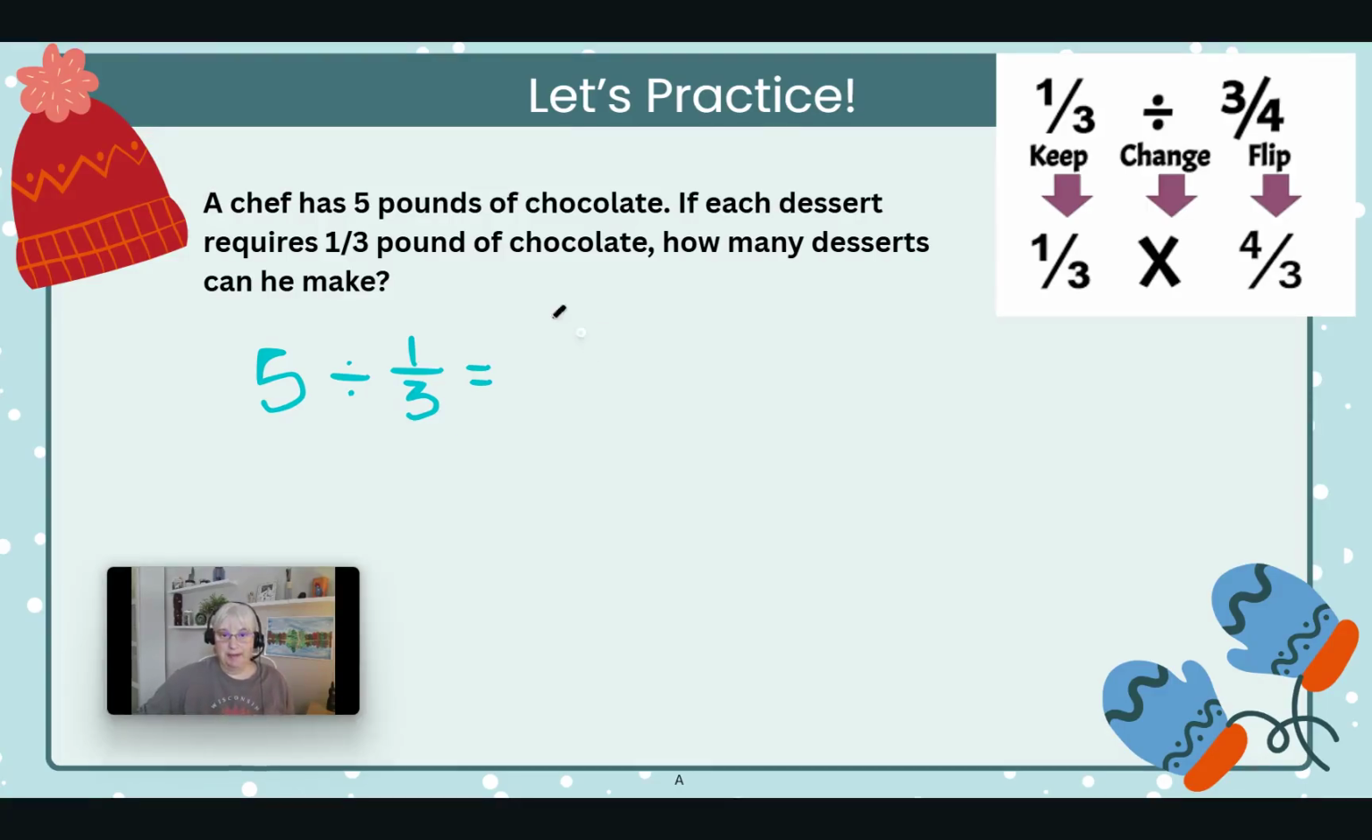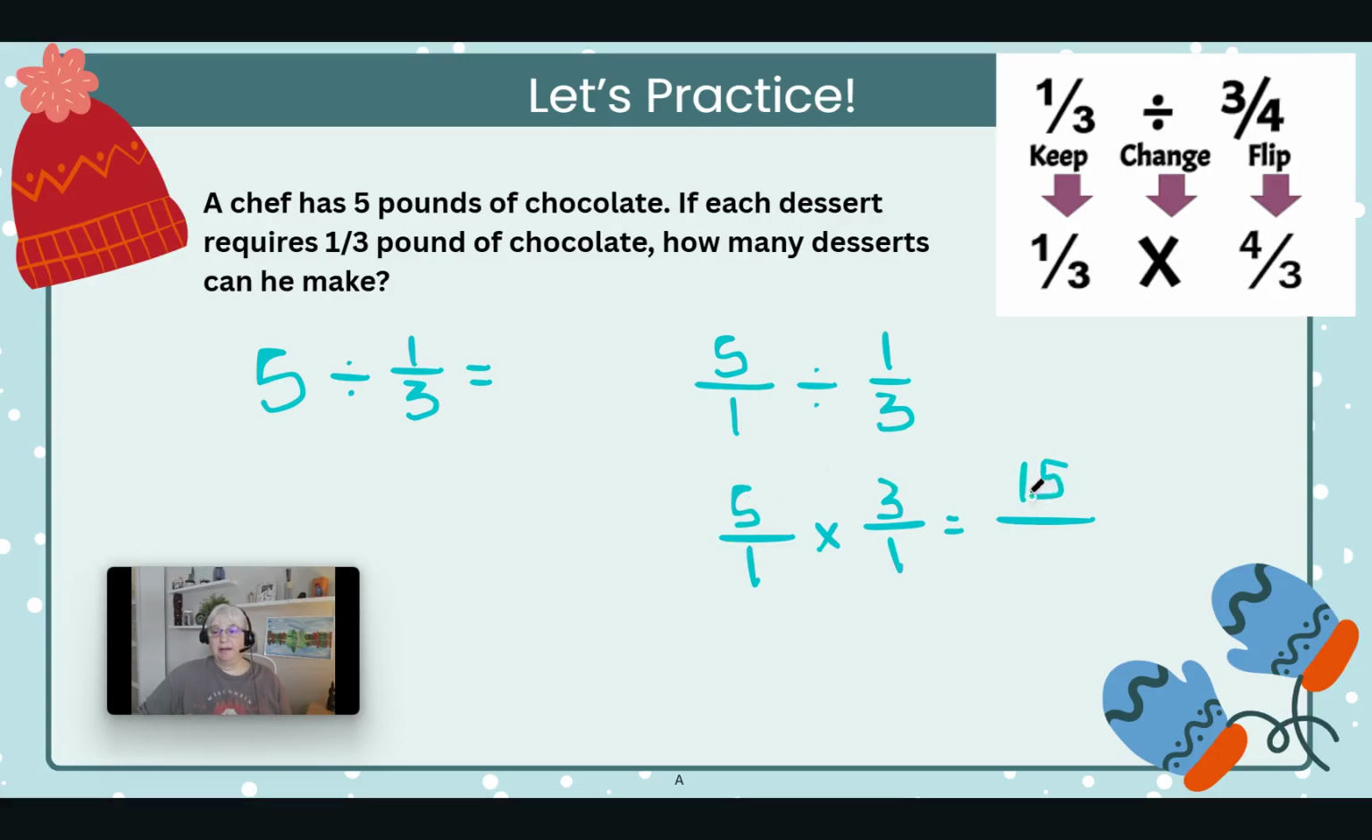Keep, change, flip. 5 needs to be over 1. That's how we write it as a fraction, 5/1. That's the same as 5. Divided by 1/3. Keep, change, flip. Keep 5/1. Change, divide to multiply, and flip 1/3 so that the 3 is at the top. 5 times 3 is 15. 1 times 1 is 1.